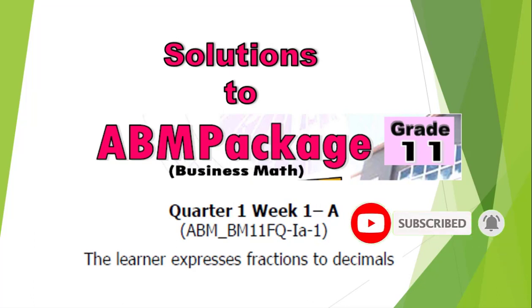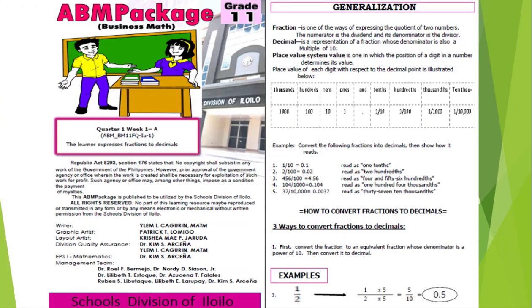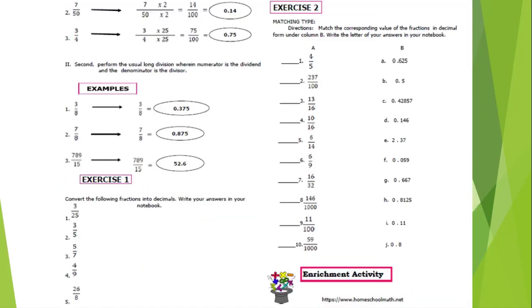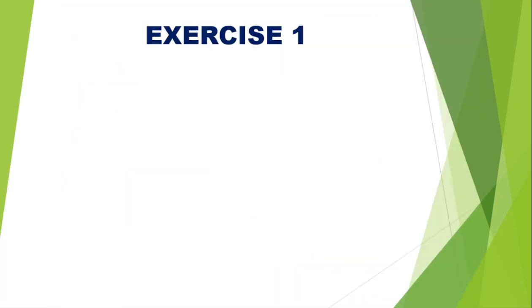We are in actually Qtr-3 week 1A. For the objective, the learner expresses fractions to decimals. Let's start. So we have the whole learning activity sheet. There are 4 pages in this particular learning activity sheet. So we just have to move on to exercise number 1.